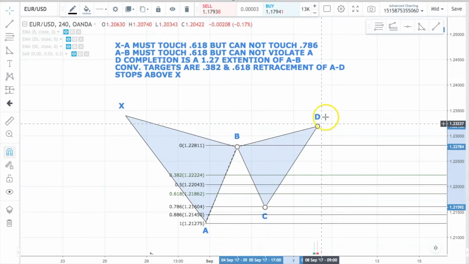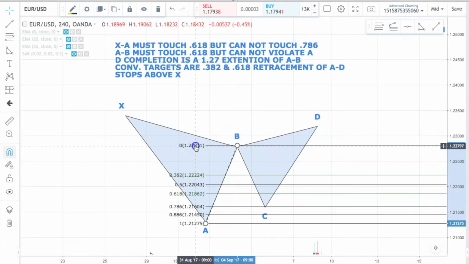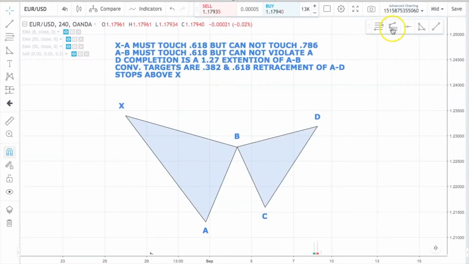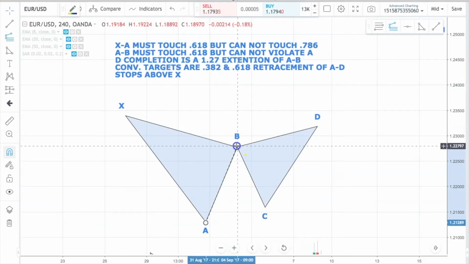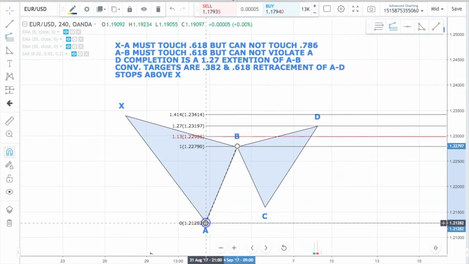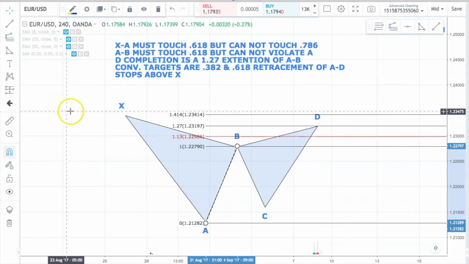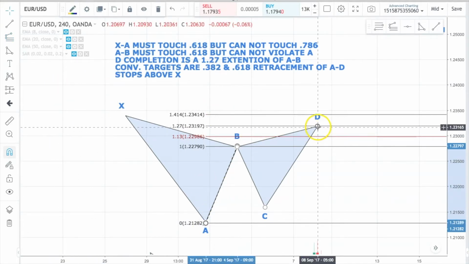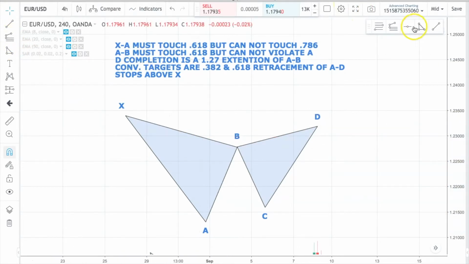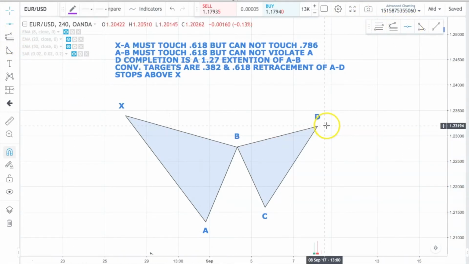Now we want to measure our D completion. For that, we're going to need our Fibonacci extension tool. We're going to take that from A to B, back down in. Gartley completes at the 127 extension right here, or D. So we're going to have completion right here.